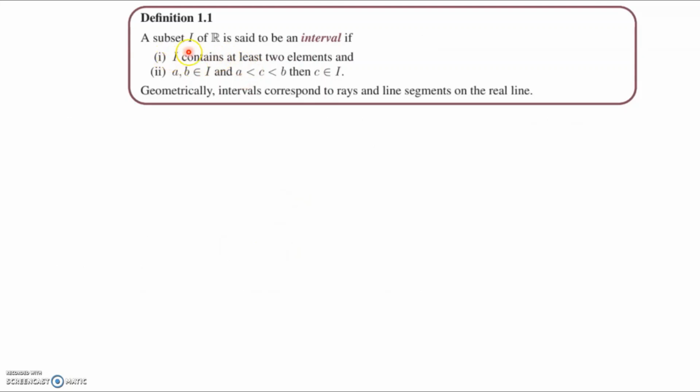Next, let's look at what is an interval. A subset I of real numbers is said to be an interval if I contains at least two elements. That means if a and b are two elements of I, then there should be a c which lies between a and b, and c belongs to the interval I. Such a condition is called an interval.